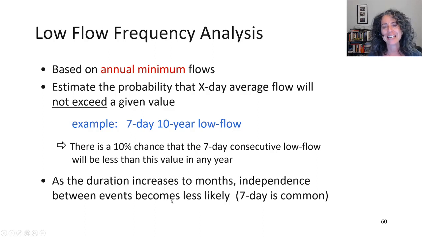A caution is that with low flows, as the duration increases to months, actually this applies to high flows as well, as the duration increases, the amount of time between annual extremes decreases. So we are less and less likely to have independence between sample members, as we're looking at 3-month, 4-month, 5-month averages. So 7-day is common. For snowmelt watersheds, a 30-day, 60-day, 90-day is common, but not much more than that.